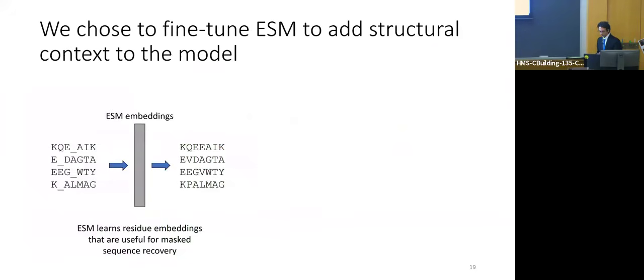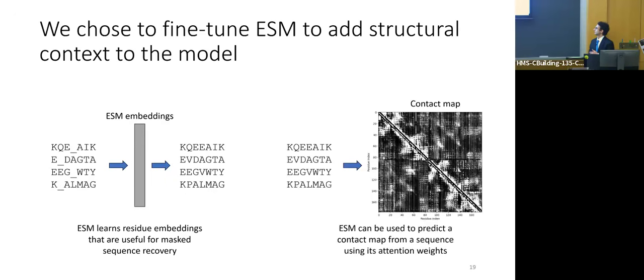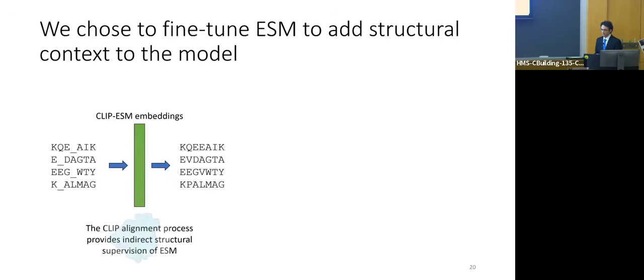Yeah, so this is what I was talking about when I mentioned we were fine-tuning ESM, and as Sergey pointed out, one cool feature of ESM is that it can be used to predict contacts. When we do this fine-tuning process, the underlying ESM model is still a sequence-only model. It will only ever take in a sequence and generate a representation. But because of this CLIP fine-tuning process, we were wondering if it now has some sort of indirect structural supervision applied to its weights that might have imbued it with some structural knowledge that it didn't have before.